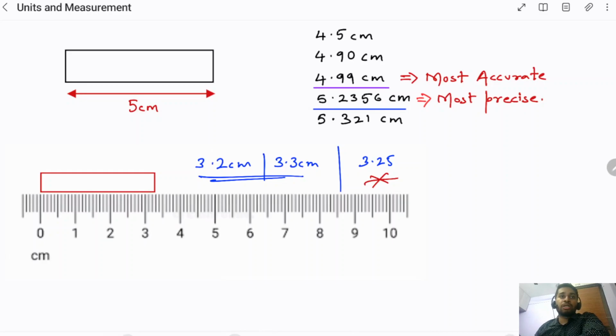If we had used a vernier caliper, what happens is that the gap between 3.2 and 3.3 is further divided into 10 parts. If it is further divided into 10 parts, then we can get one more digit after the decimal. In that case, suppose this is 3.2 and this is 3.3. Let me bring it down a bit.